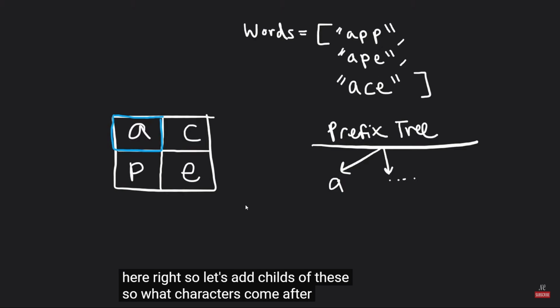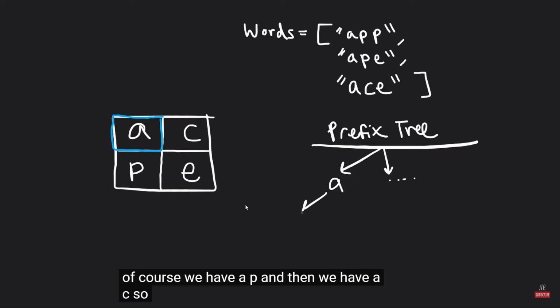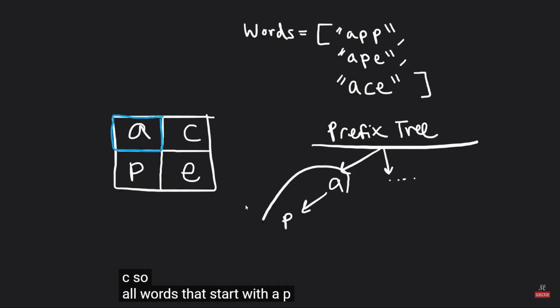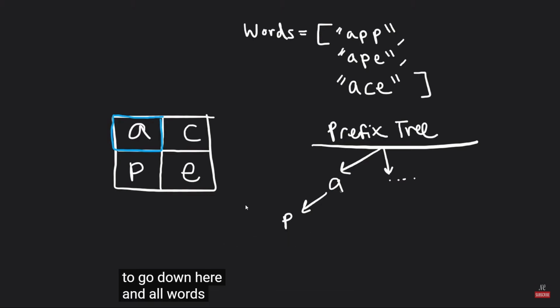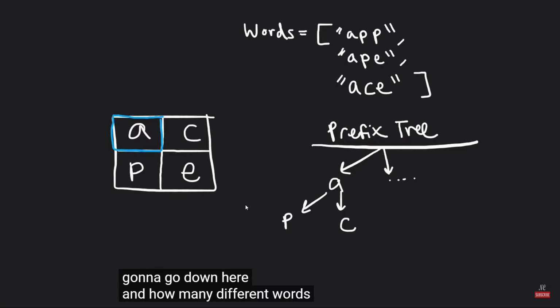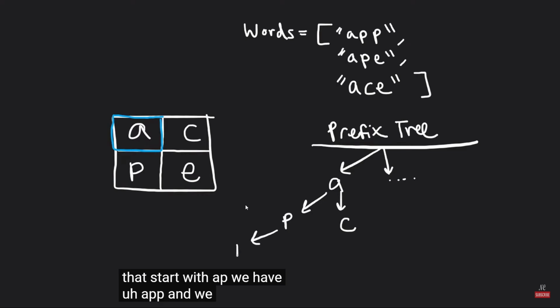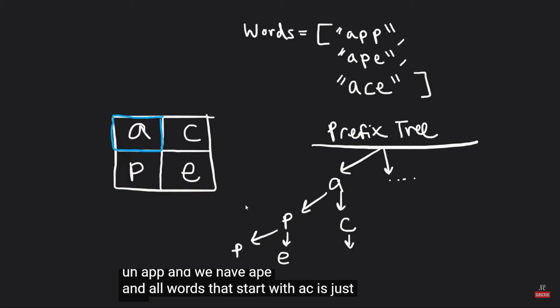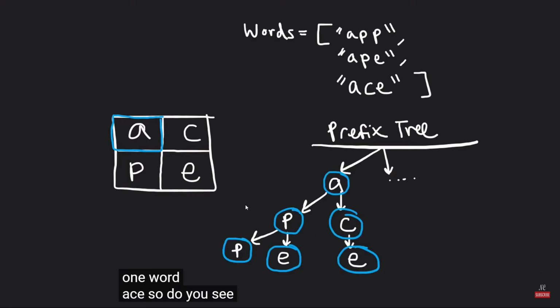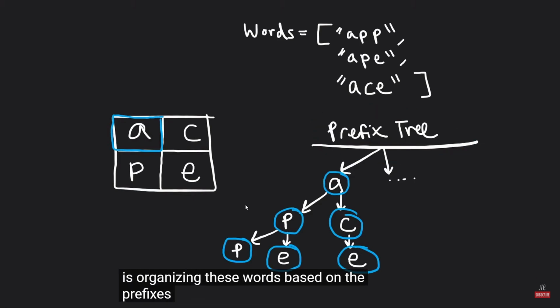So what characters come after A? Of course, we have a P and then we have a C. So all words that start with AP are going to go down here, and all words that start with AC are going to go down here. And how many different words do we have that start with AP? We have app and we have ape. And all words that start with AC is just one word, ace. So do you see how this tree is organizing these words based on the prefixes?